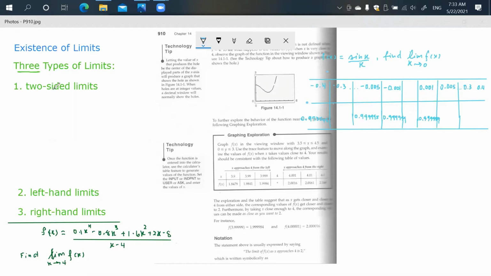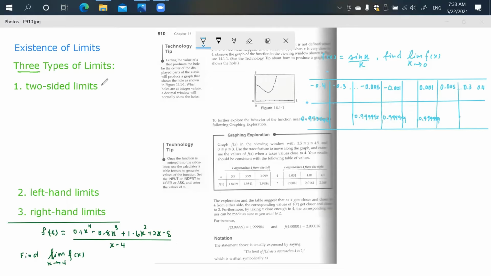So the first one is two-sided limits. The second one is left-hand limits, and the third one is right-hand limits. Okay, so today we're gonna study the two-sided limits first, and next, so we can get the idea of how to find the limits.